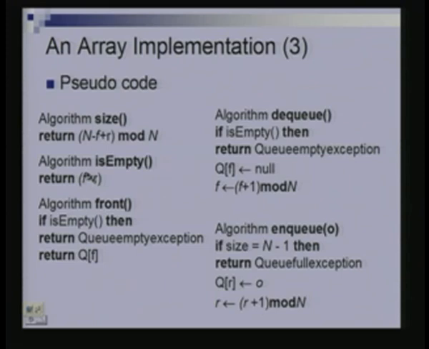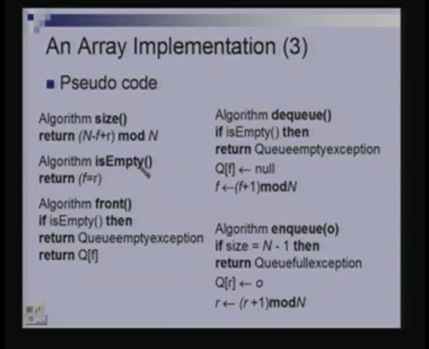So check this out if you are confused. Is empty. This is a method, and we said the queue is empty if F equals R, right? There was this ambiguity, recall? So we said, but we will never add more than n minus 1 elements into the queue. So if F equals R, that means the queue is empty and not that it is full. So if F equals R, we will return empty. We will return true for this method.